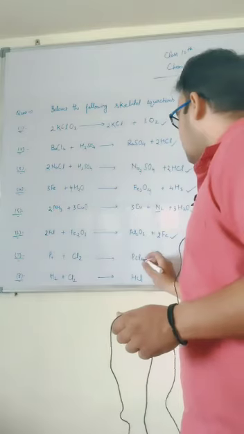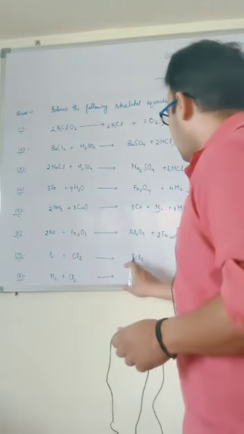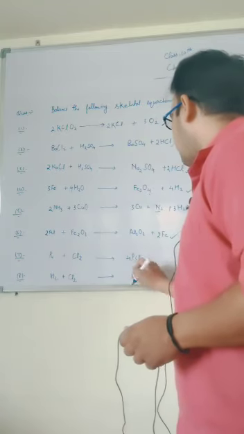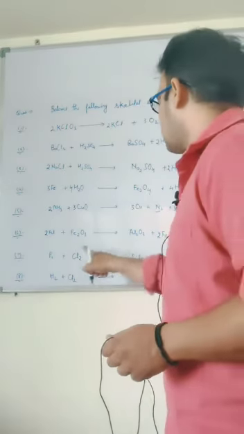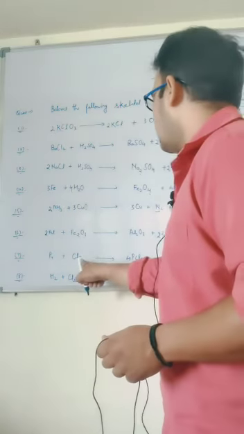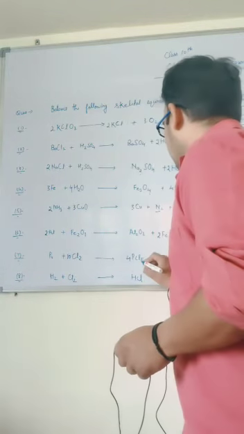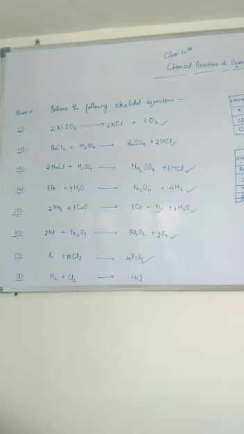Take the seventh equation. Here phosphorus has 4 atoms, but here only 1, so we have to multiply it by 4. Now phosphorus is already balanced, and chlorine has 20 atoms, here only 2. We have to multiply it by 10. 10 times 2 is 20, 5 times 4 is 20. So the equation is completely balanced.